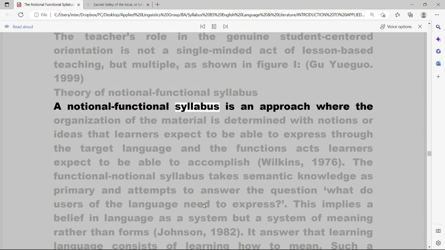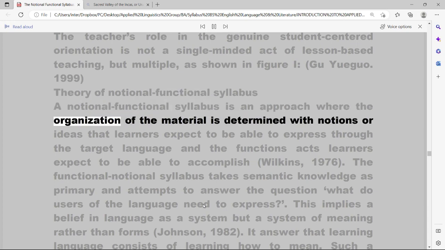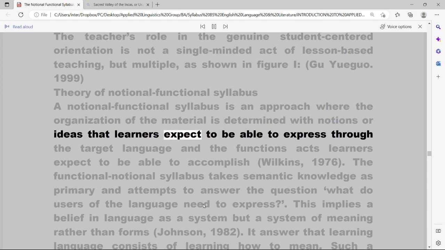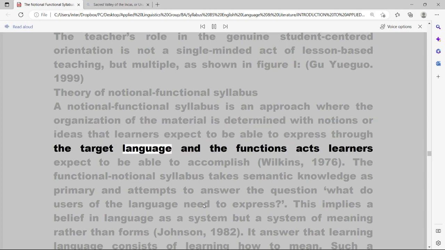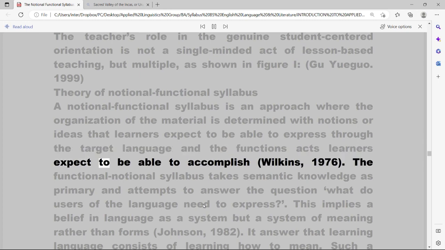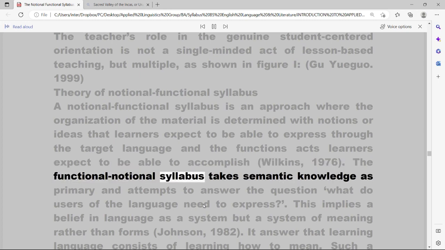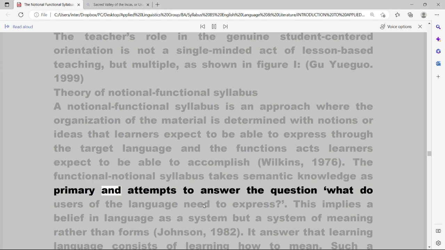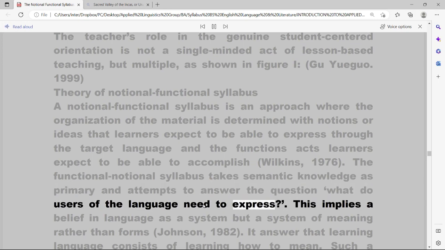A notional functional syllabus is an approach where the organization of the material is determined with notions or ideas that learners expect to be able to express through the target language and the functions or acts learners expect to be able to accomplish. Wilkins, 1976. The functional notional syllabus takes semantic knowledge as primary and attempts to answer the question, what do users of the language need to express?